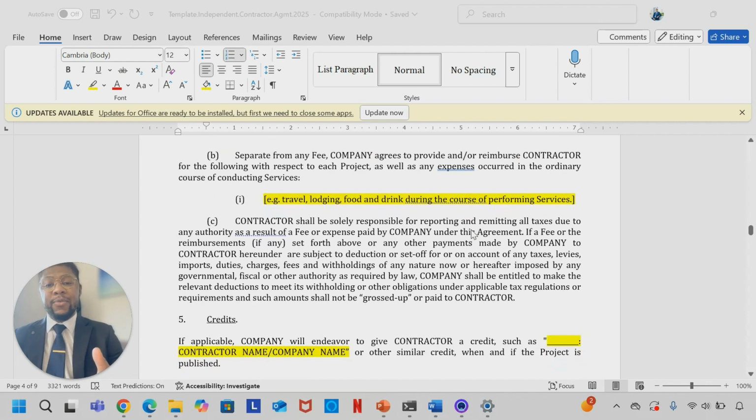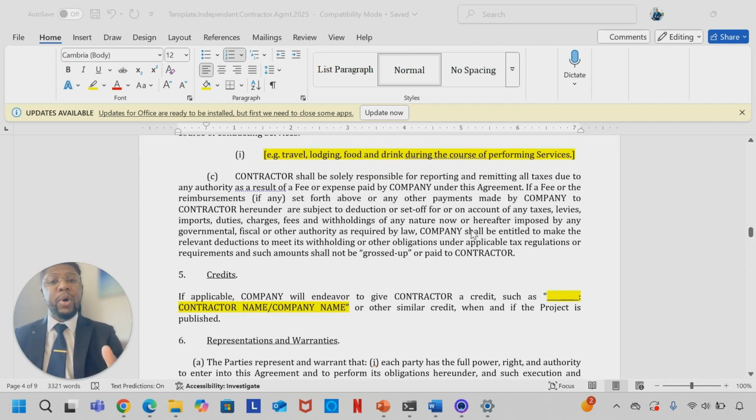Now, you'll know what's best. It could be a situation where you must travel for work. You can go ahead and include travel. You can include lodging. You can include food or drink. You'll ultimately be the one who knows whether or not it's an expense that you should or shouldn't be getting reimbursed for.